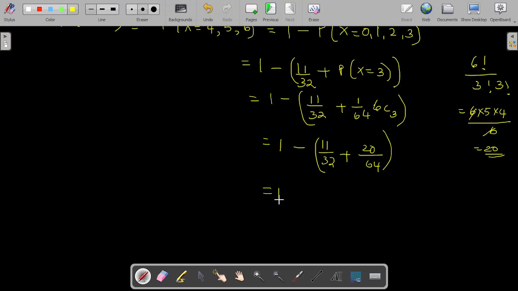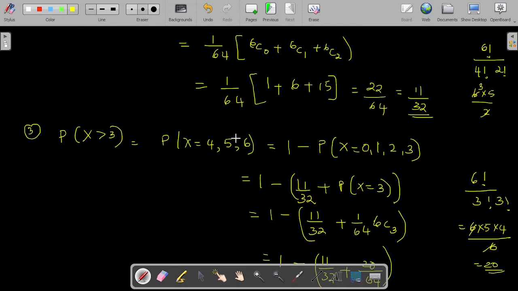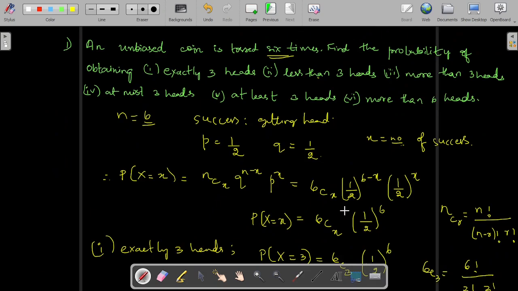So let us simplify this. 1 minus, this is over 64: 22 plus 20, that is 42 by 64. Then 64 minus 42 gives you 22. So this is 22 by 64. After simplification, you will get 11 by 32. So the next one is also 11 by 32. Even if you do x equal to 4 plus x equal to 5 plus x equal to 6, you will get the same thing.